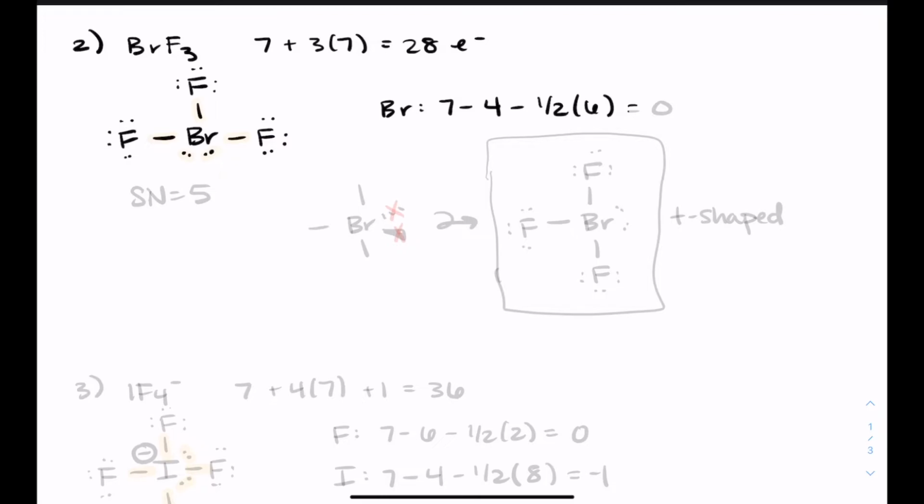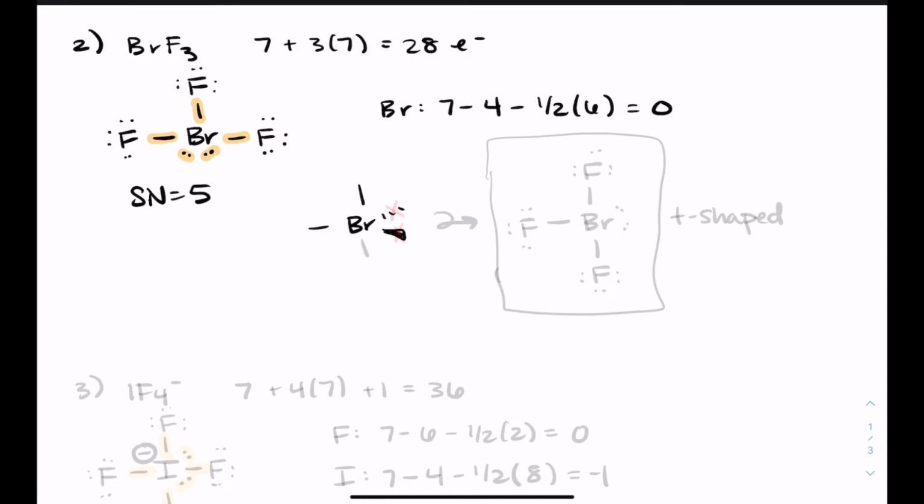And this is what my VSEPR geometry looks like with approximated bond angles, right? They'd be squished a little bit, but they're based in 90 from each other. And I have all of my lone pairs in here, and there were no formal charges. All right, 3rd example with a formal charge, just to make sure that we've got something that includes that. Let's do IF4 minus.